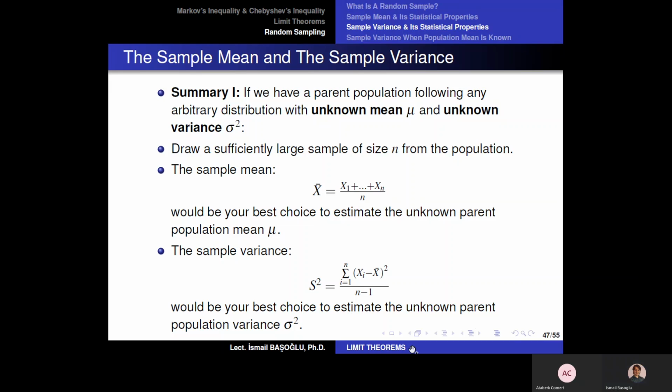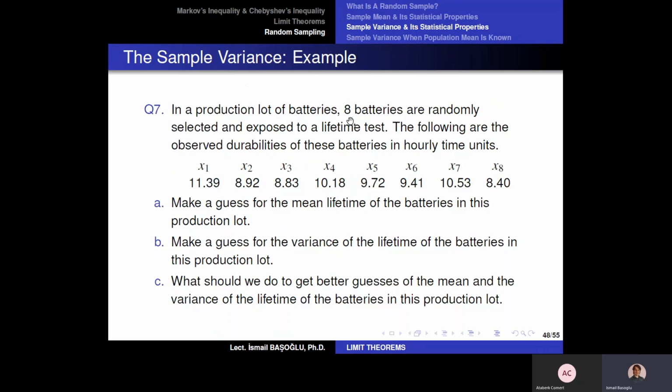Now we are going to practice this in this small question. In a production lot of batteries, 8 batteries are randomly selected and exposed to a lifetime test. The following are the observed durabilities of these batteries in hourly time units. So we have used 8 batteries in the lifetime test, and the durations are observed to be 11.39 hours, 8.92 hours.